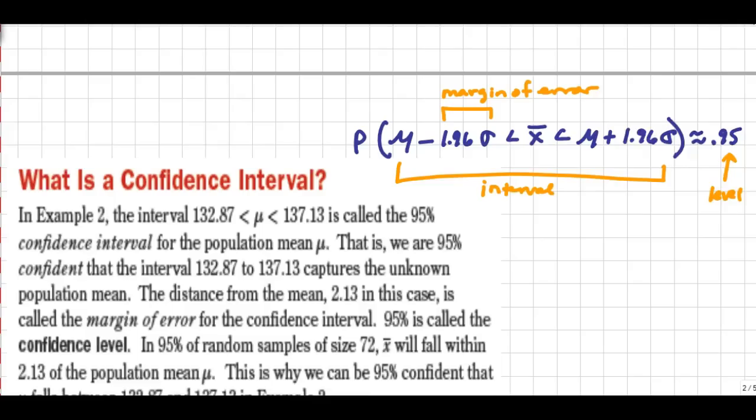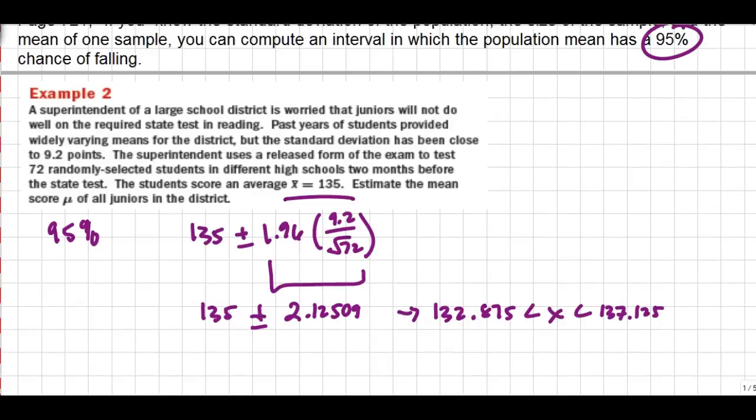So let's go back to our examples here so I can talk about that vocab just one more time. So our confidence level on the previous two questions was 95%. The margin of error on this question was the 2.12, and the confidence interval was the answer that we got.